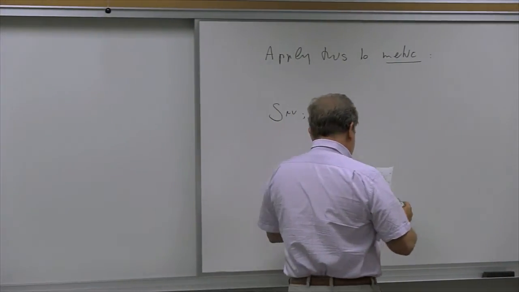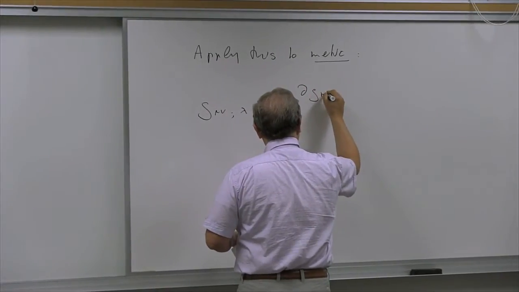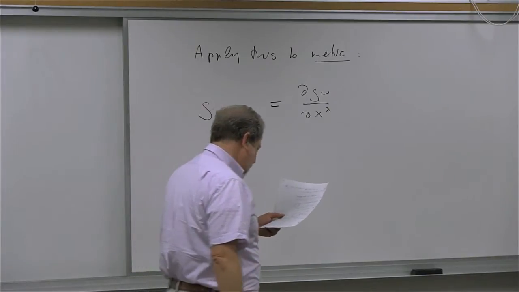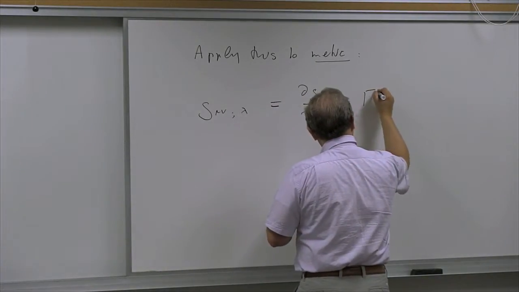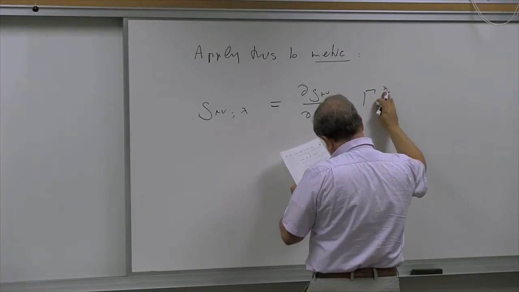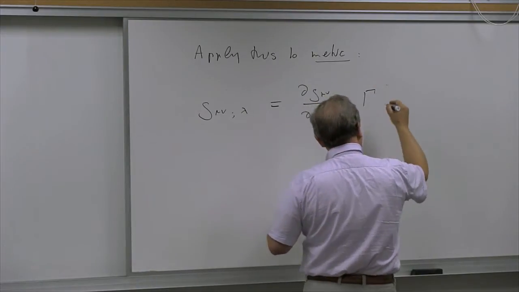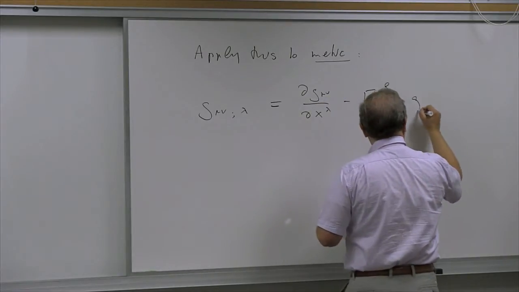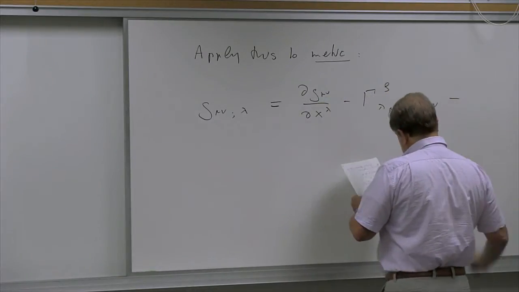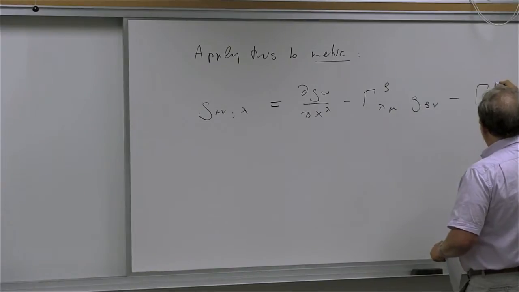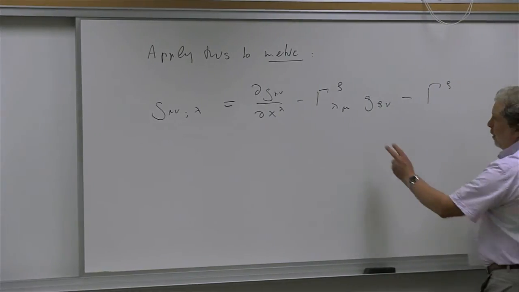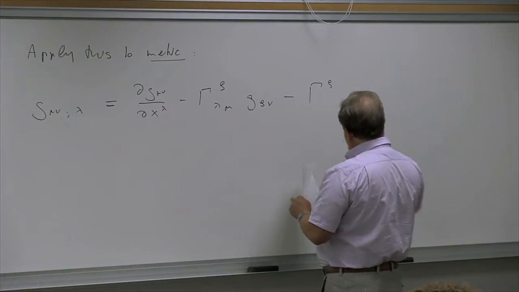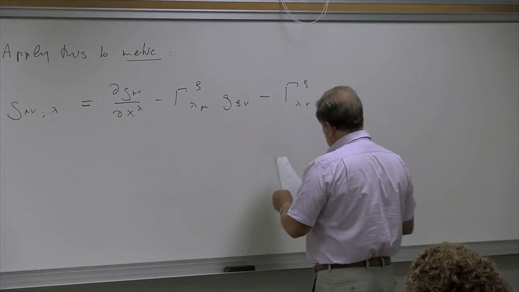But this is equal to the derivative of g mu nu with respect to x lambda, and then minus gamma rho lambda mu times g rho nu, and then a second gamma term, where we basically interchange the mu and the nu, and so minus gamma rho lambda nu times g rho mu.